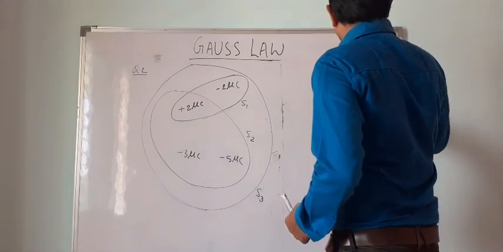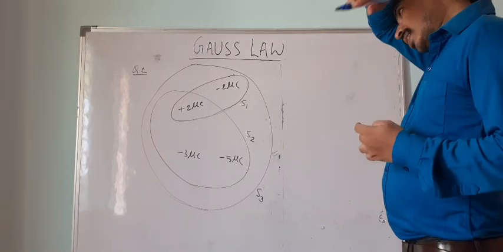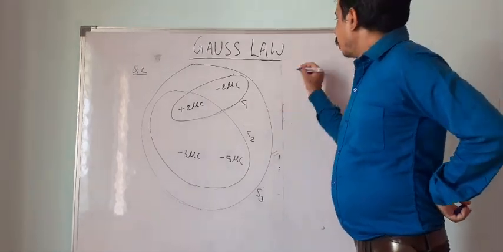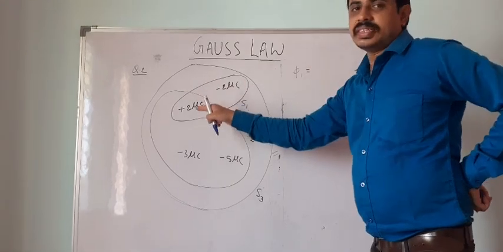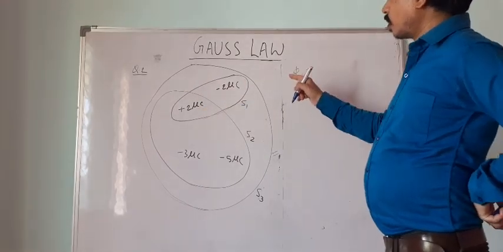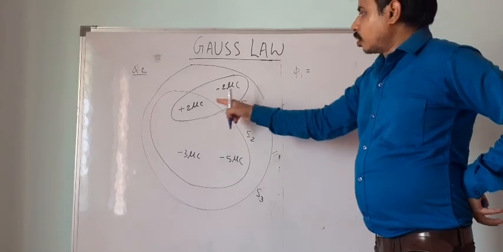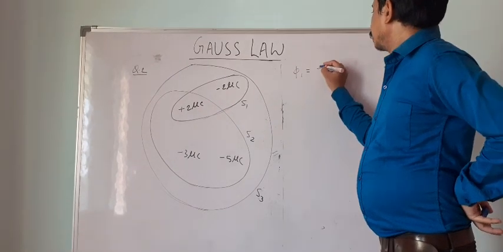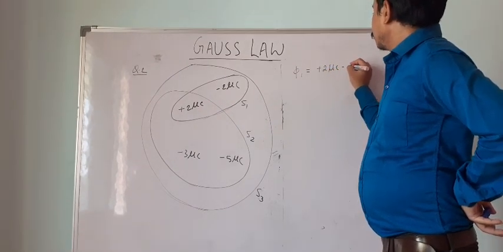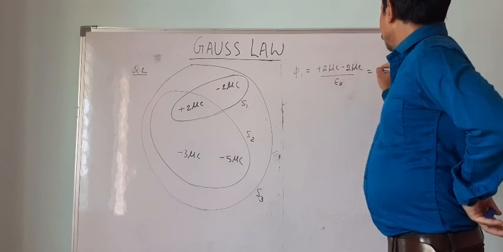So first of all, we start with surface 1. Let phi1 be the flux through surface S1, then from the Gauss law, it is Q inside by epsilon naught. So total charge inside is plus 2 microcoulomb and minus 2 microcoulomb, plus 2 mu c minus 2 mu c by epsilon naught, that is 0.